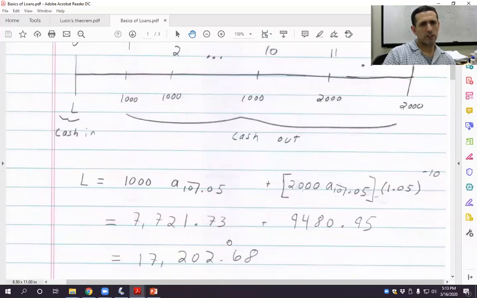So you get these two values, so L is 17,202.68. All right.